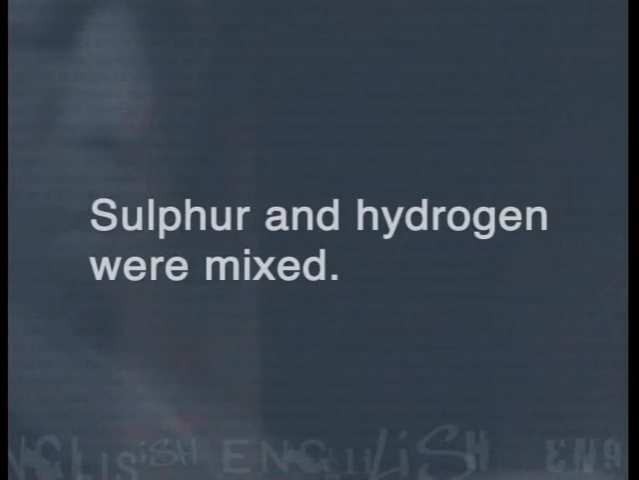So using the passive voice for academic or scientific writing can help you to sound more objective. So this is more like what should have been written. Sulfur and hydrogen were mixed. This sounds much more scientific, and it's better that it leaves out the name of the person who did the mixing.